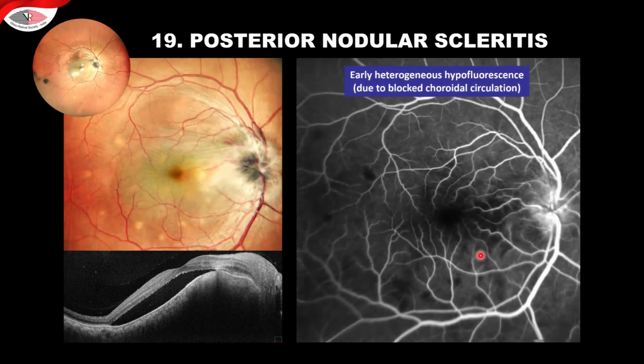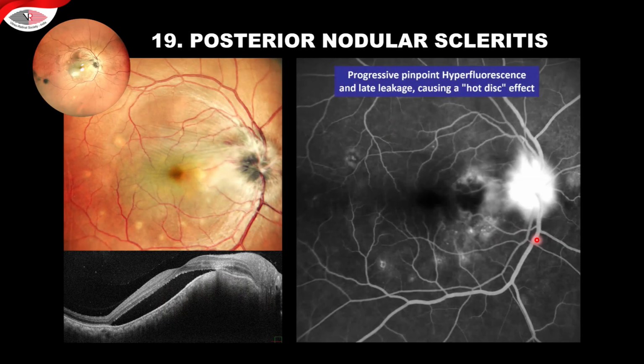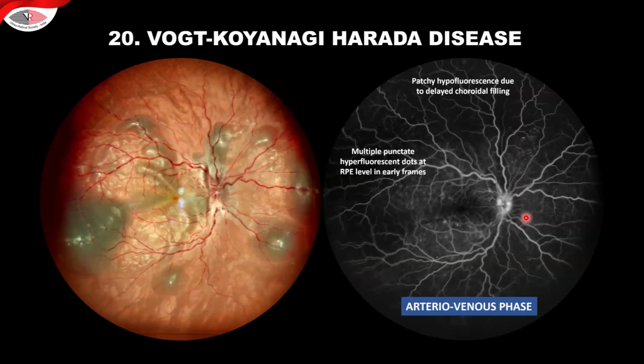Posterior nodular scleritis, you can see here there is an elevation around the peripapillary area, a lot of fluid collection on the macula. You see an OCT with the elevation coming from the scleral choroidal complex. Early heterogeneous hypofluorescence due to blocked choroidal circulation, and as the phase progresses, you see a hot disc with patchy hyperfluorescence. Progressive pinpoint areas also with late leakage are seen in this kind of a condition.